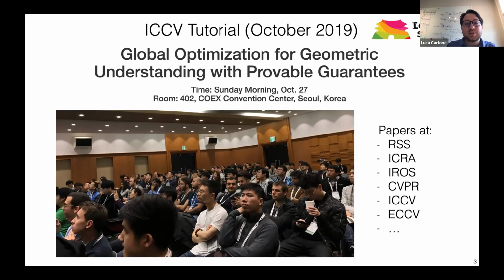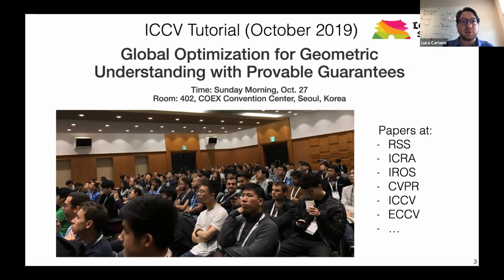But I guess the message here is that the topic we're going to discuss this morning is of broad interest across multiple research communities. Indeed, you'll find papers dealing with global optimization and certifiable perception with global guarantees in many venues across robotics and computer vision. I'm listing here RSS, ICRA, IROS, and on the computer vision side CVPR, ICCV, ECCV. And not only, you will find papers along this research line also in applied math venues and across multiple communities.